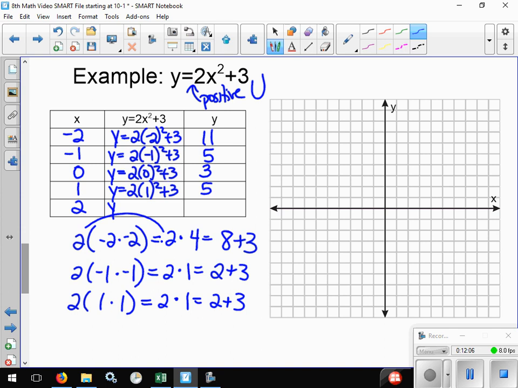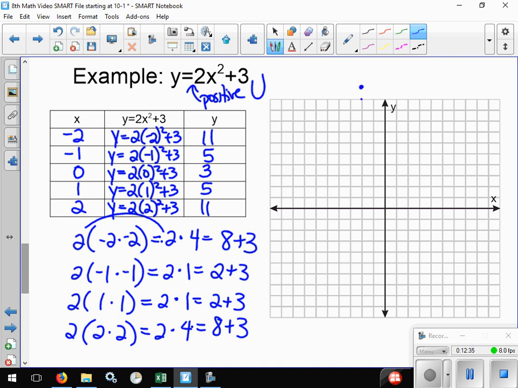And last but not least, 2 times 2 squared plus 3. So 2 times 2 is 4. Times 2 is 8. Plus 3 is 11. Okay? So now let's graph them. And you know we start with going left 2 spaces. So we go left 2 spaces, 1, 2, and up 11. So we know we're at the end of our grid and up 1 more.